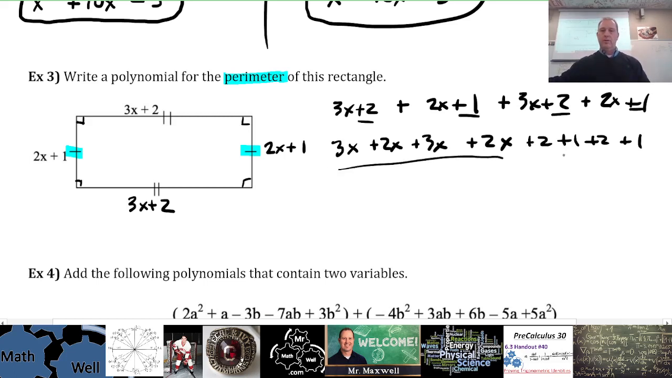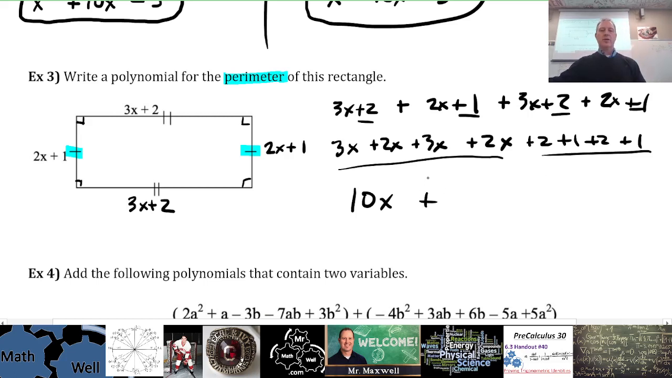Awesome. This is going to be real quick. You guys are so good at this. So 3 plus 2 is 5, plus 3 is 8, plus 2 is 10. 10 x's. Yep. Could you just put 3x plus 2x in brackets times 2? Yes, you could. Yes, you could.